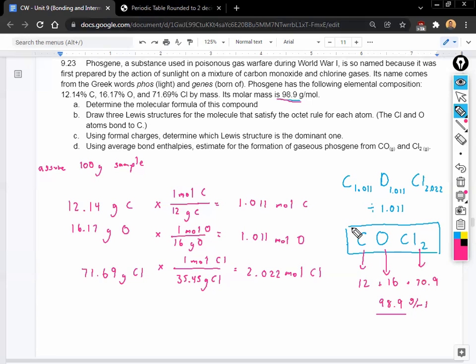Alrighty, so that was a lot of work for one part of the question. It looks like some of you are starting the other parts already, so you can get started. Now, what I want you to do is take a second to draw 3 Lewis structures for the molecule that satisfies the octet. It tells you that the chlorine and oxygen bond to the carbon, because carbon's always in the middle. Now, I only need you to do one of them, okay? I'll show you all three up here, but I need you to just draw one of the Lewis structures that satisfies the octet. Take a minute or two to do that.